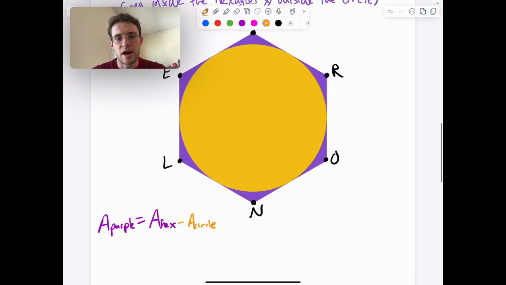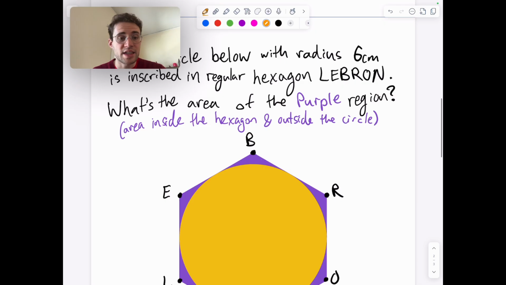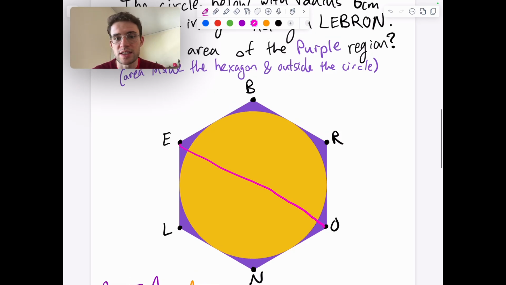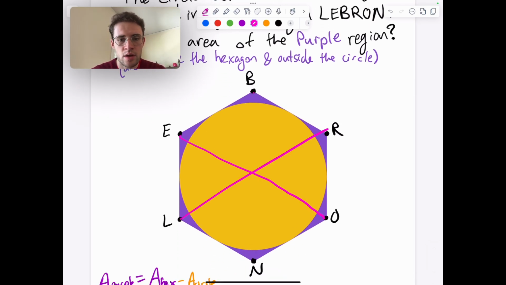Because we want the entire hexagon, and then you take out the circle part that is not purple. So to find the area of the hexagon, similar to my previous video, what you need to do is start by breaking that hexagon up into triangles. And this only works because it's a regular hexagon that is given, meaning that all the sides are the same, all the internal angles are the same.